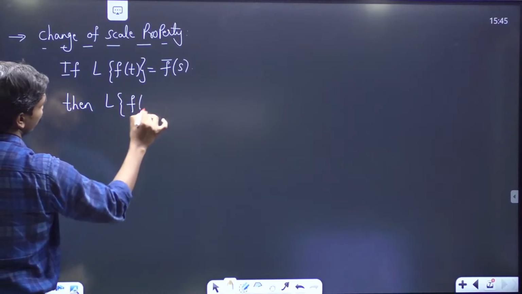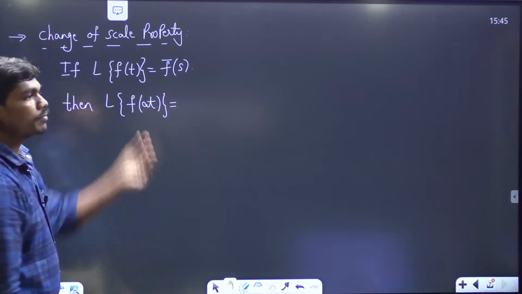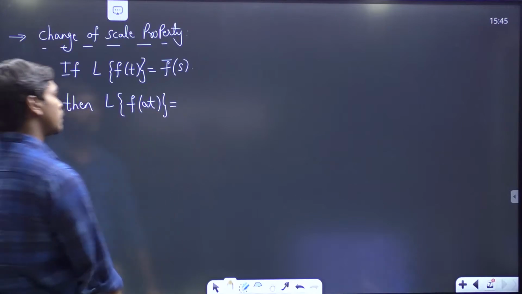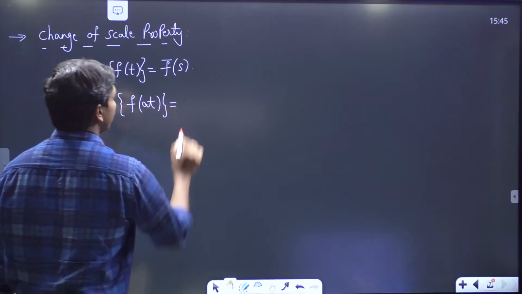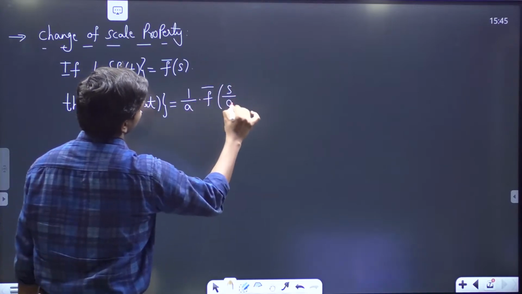Laplace of f of at means, instead of t, you are substituting at, a change of scale, meaning instead of t we are putting some linear multiple of t. Then we know the dimension increases. So Laplace of f of at is 1 by a into f bar of s by a. This is what you have.